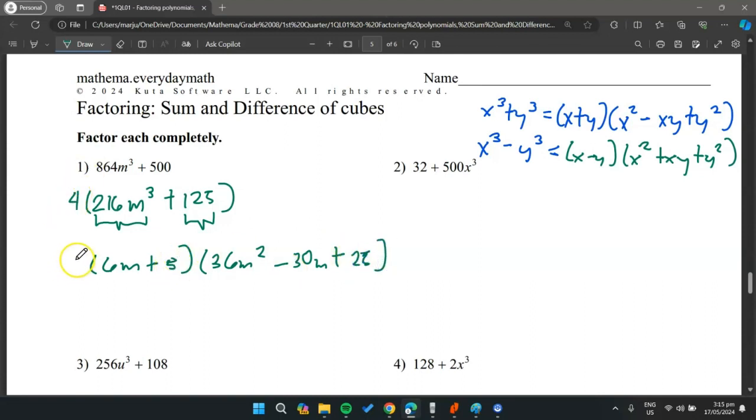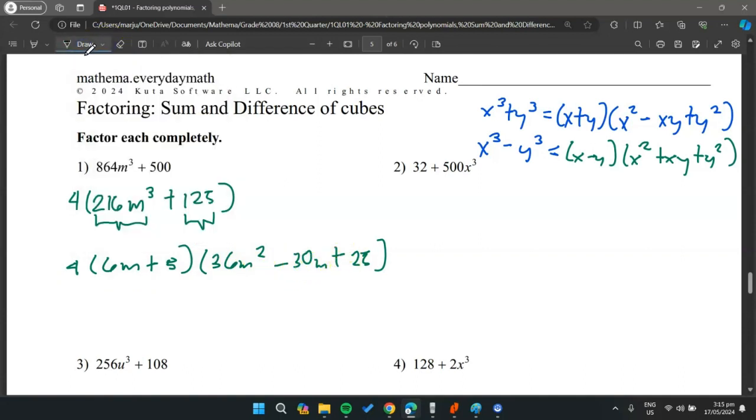And again, do not forget our 4. So basically, these are now the factors of 864m cubed plus 500. We have 4 times the quantity of 6m plus 5 times the quantity of 36m squared minus 30m plus 25.